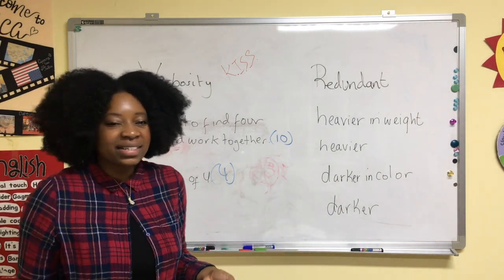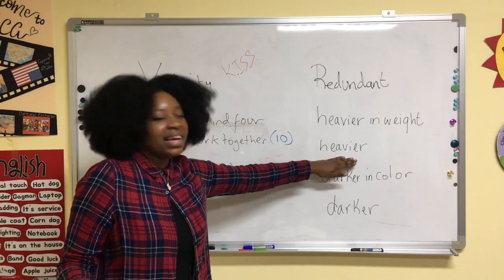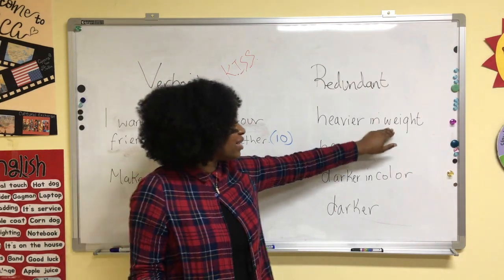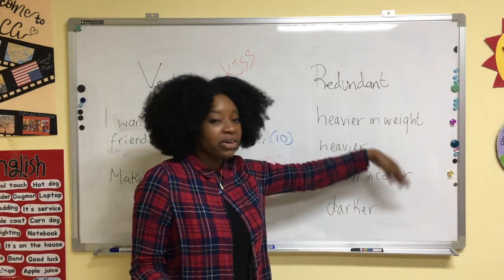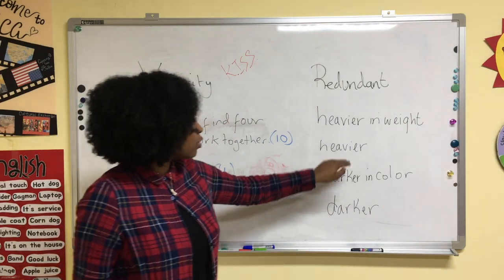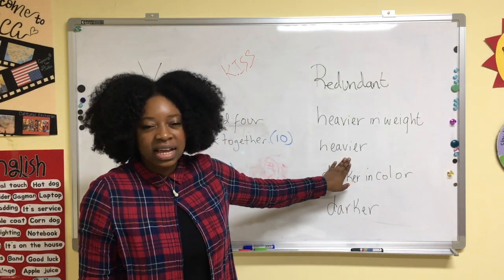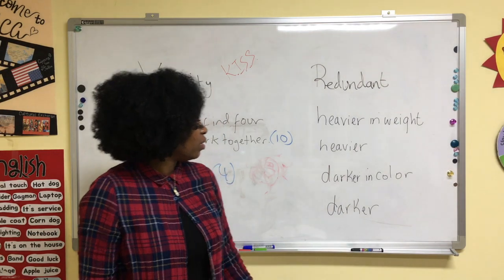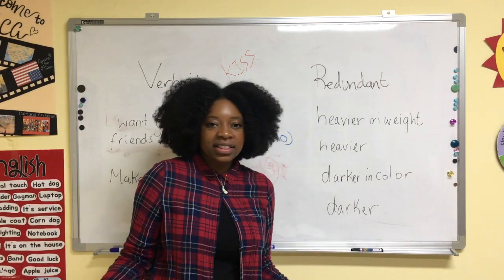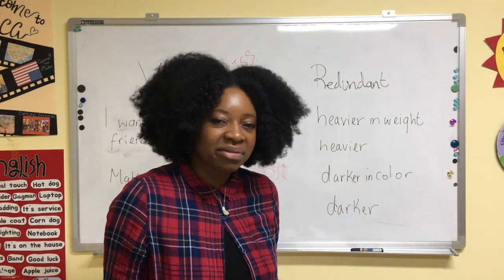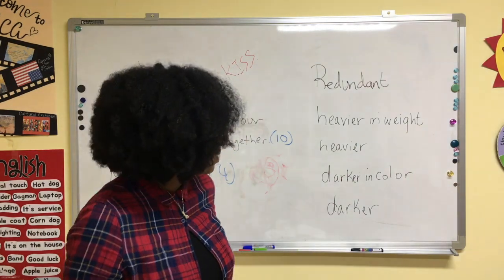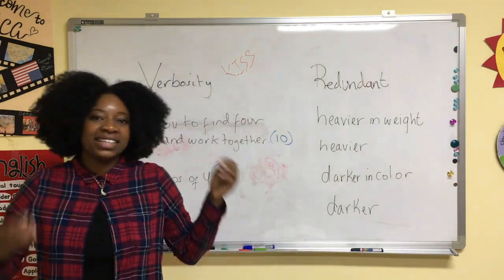"Heavier in weight" is saying the same thing as "heavier," right? You don't need the "in weight." It's redundant. It's not useful to say it. The person will understand what you're saying if you just say "heavier." You don't have to say "in weight." "Darker in color." Already the word "darker" refers to the color, so you don't need to say "darker in color."